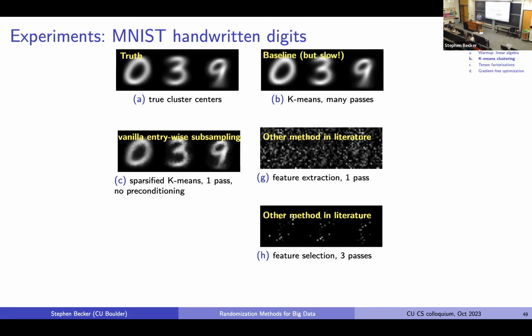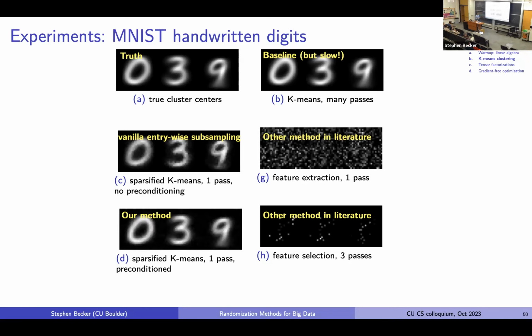Now, you could do it in one more pass through the data. You have to load the data again and do that. So you'd pay an extra cost for going through the data, that is, an extra loading from your hard drive to your main memory. Now, in our case, we don't have to do that. If we do our preconditioning and then sparsify, we get excellent results, and we can do it all in one pass. So that's the benefit of what we're doing.